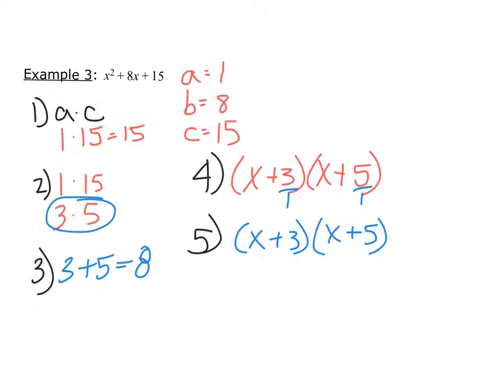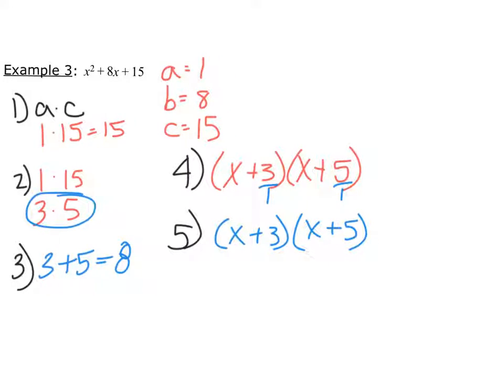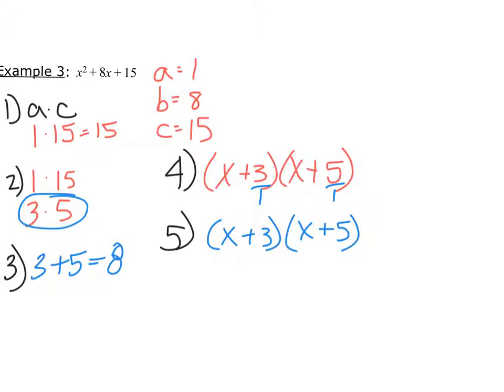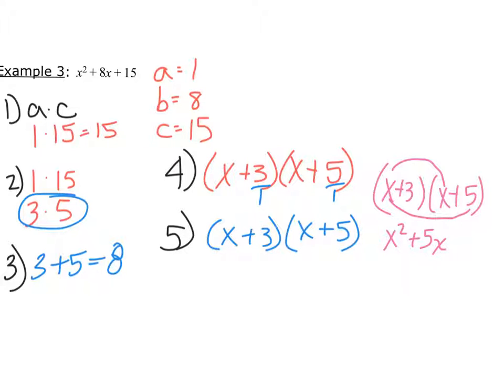Finally, I should check my work before I decide that's my answer, right? So I've got x plus 3 times x plus 5. So x times x is x squared. X times 5 is 5x. 3 times 5 is 15. We're going to do that one last.